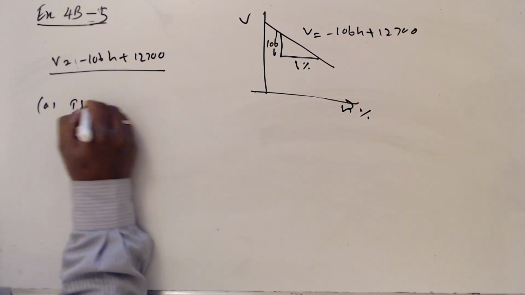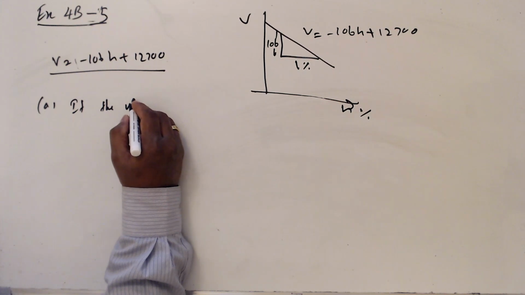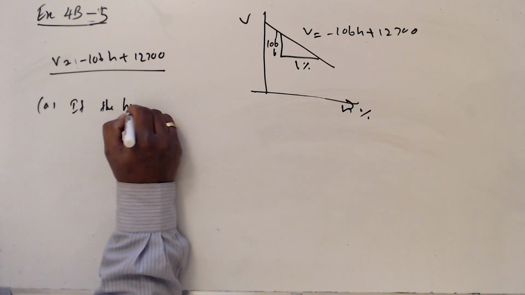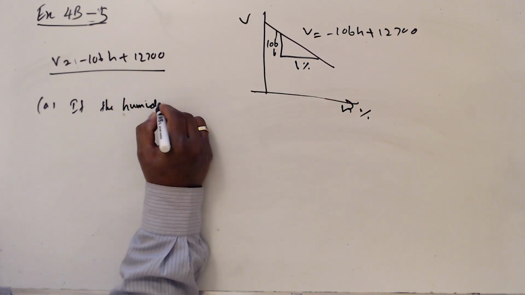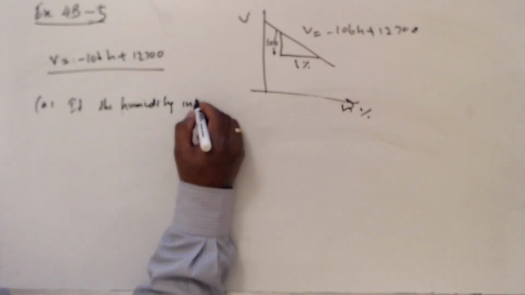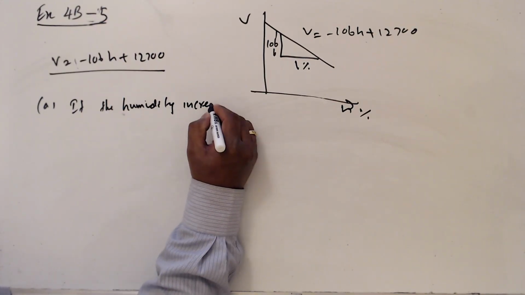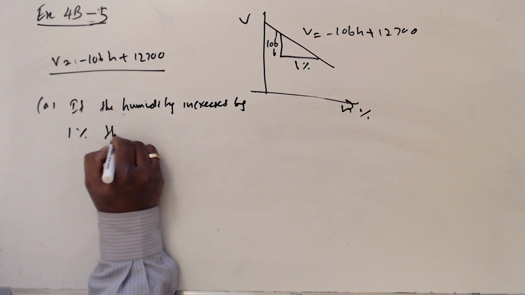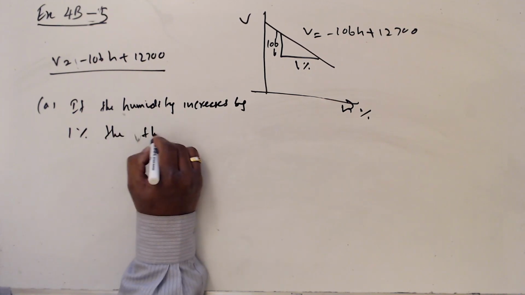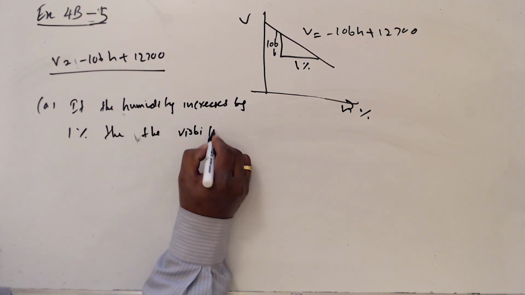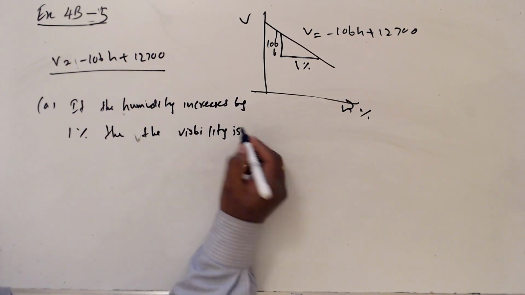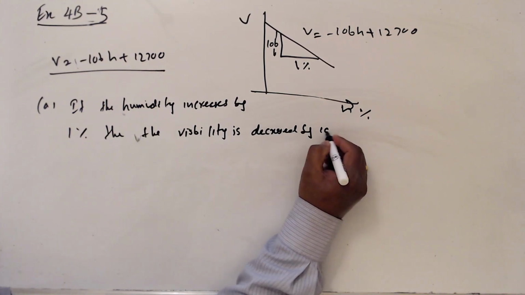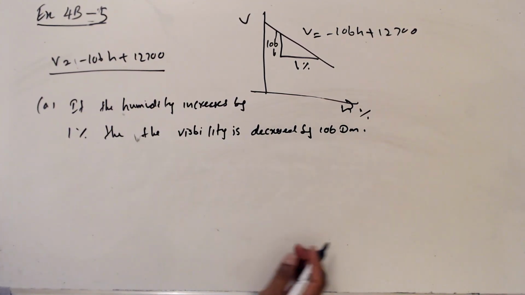So if the humidity increases by 1%, then the visibility is decreased by 106 decameters.